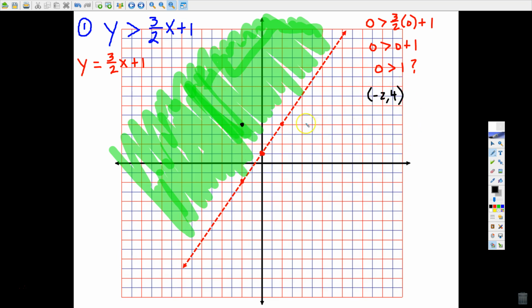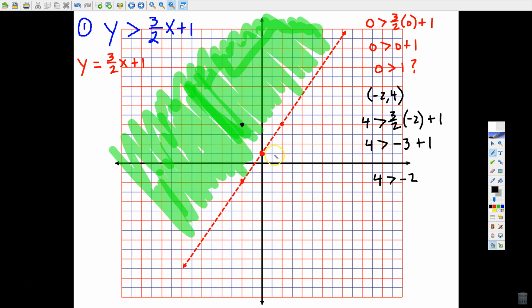If I want some assurance that I have done the right thing, I can just do this little test. 4 for y is greater than 3/2 times -2 plus 1. Okay, 3/2 times -2, that's -6/2, which is -3, plus 1. 4 is greater than -2. Well, that is certainly true.